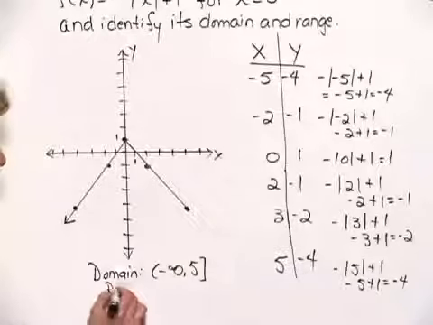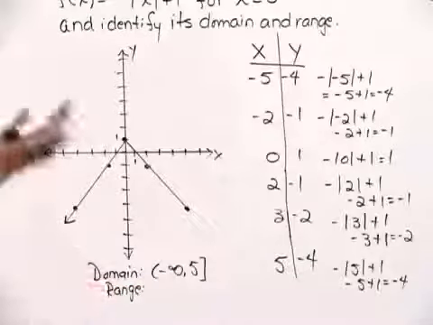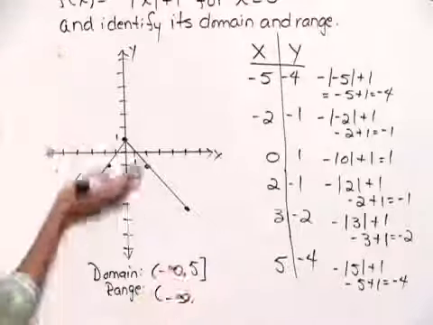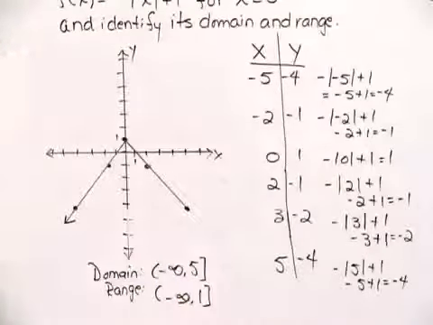And then our range, all the possible y values, and that would be -infinity all the way up to 1, including 1 on the y-axis.